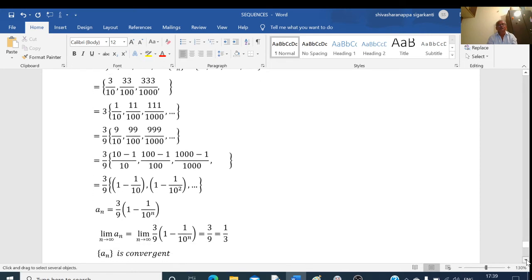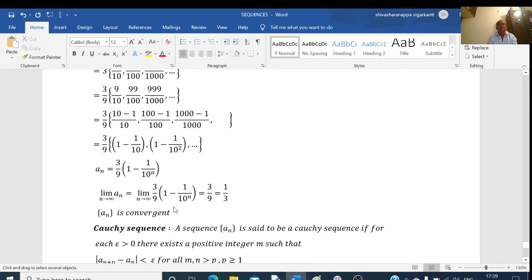Taking the limit as n tends to infinity, this becomes 1 minus 0, which is 1. So 3 by 9 is the limit, or we can write this as 1 by 3. In this case, this is also convergent.